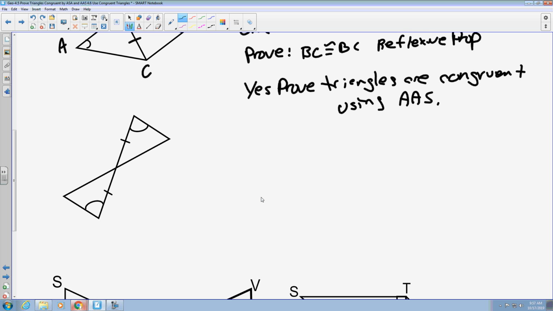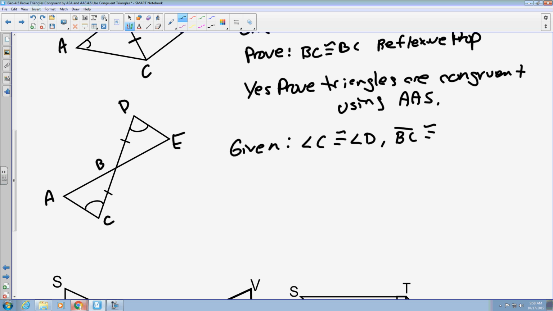Looking at this next one here, I go A, B, C, D, E, name them. The givens, in this instance: I know that angle C is congruent to angle D, and I also know that BC is congruent to BD. So that's what they gave us.